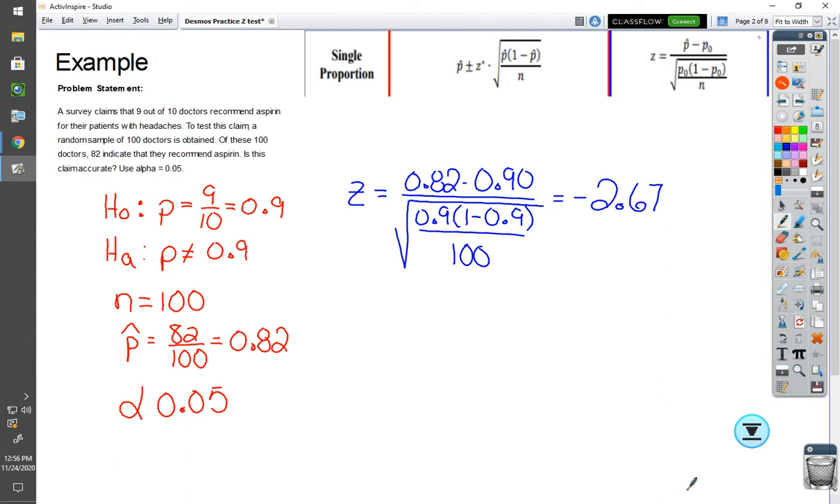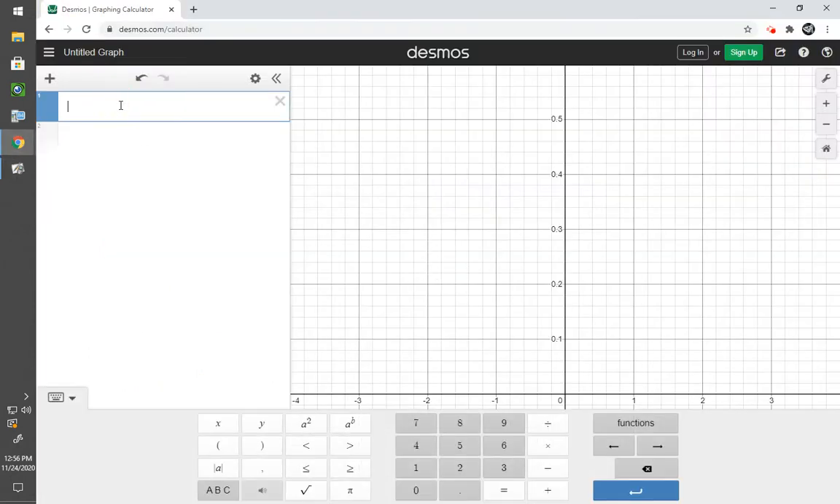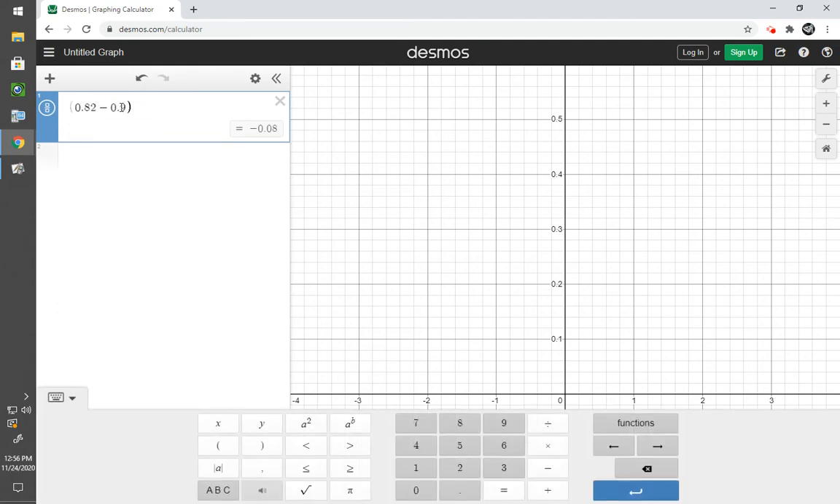I'm going to go to Desmos real fast and make sure that you're putting in a fraction properly. When you're entering fractions into Desmos, you have to be careful. For instance, if I use 0.82 minus 0.9 and I try to make a fraction with the / key, you'll notice it only makes a fraction for the 0.9. I have to make sure I encompass things inside a set of parentheses. So if I put parentheses around and then use the same /, it creates a fraction of the entire value.